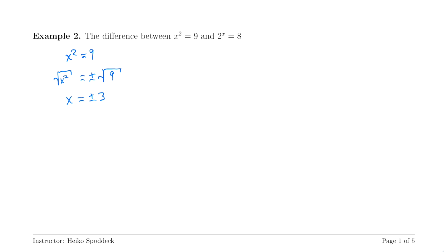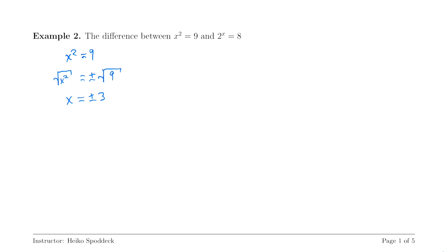We basically defined the square root as the opposite of squaring. So if I have 3 squared, I get 9, and then consequently the square root of 9 is 3.